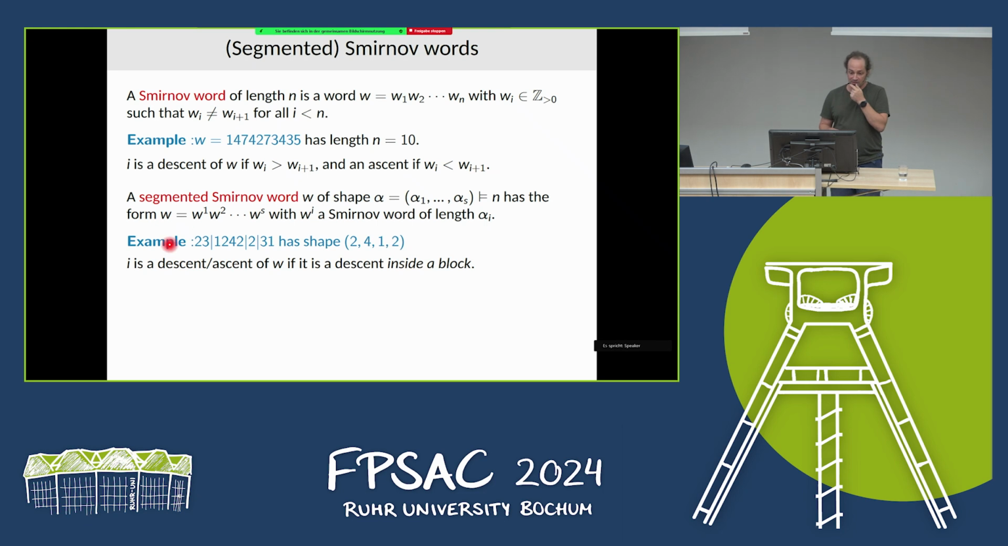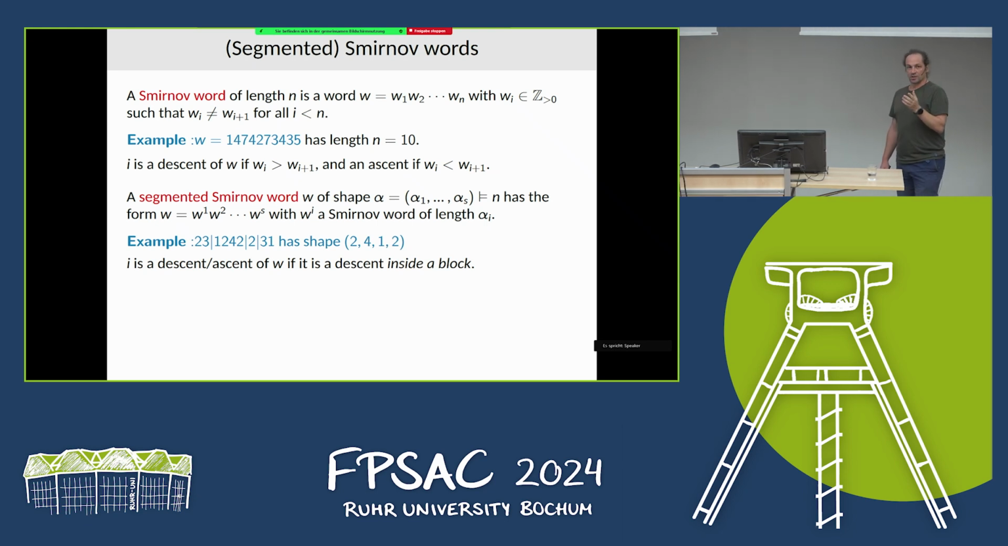So for instance, in this word, position 1 will be an ascent, position 3 is neither an ascent nor a descent, okay? And then position 3 is an ascent, descent, etc. So every time you have a block separator, you have neither ascent nor descent. Okay, that's the main object in this talk. So if you have questions, now is the time.